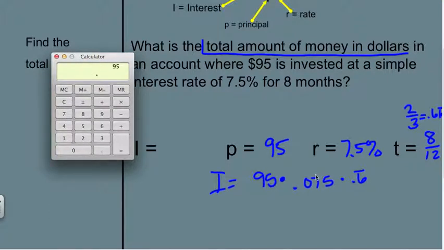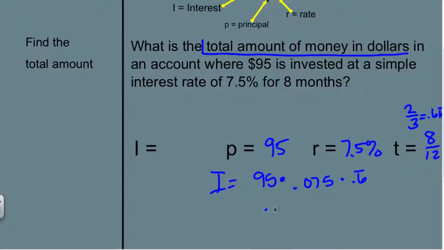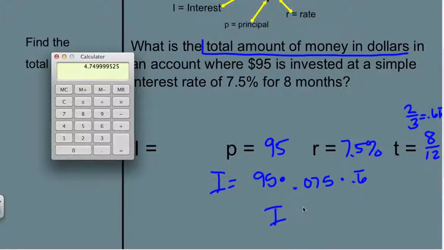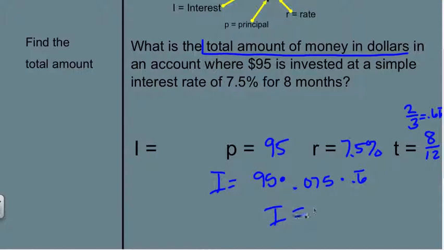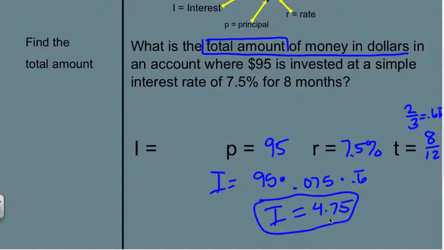Pull out our calculator. 95 times 0.075 times 0.6, I'm just going to throw a few of them on here, equals $4.75. That is the interest that I owed. Remember, this wants a total amount of money. Total amount, not just the interest. So I need to take the 95 plus the 4.75, and I'll get 99.75.